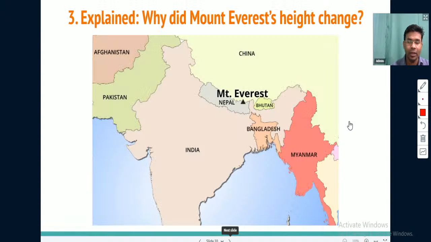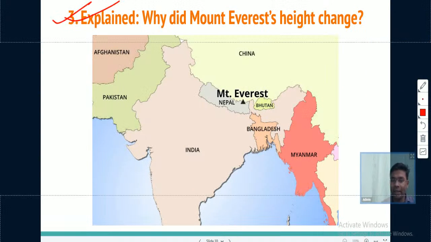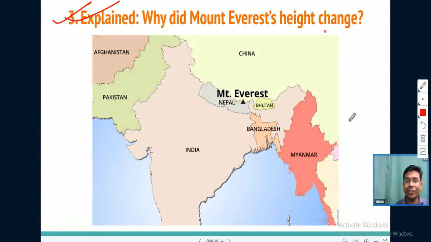Now let us move to the next topic. We will understand why the height of Mount Everest changed. Why did the height of Mount Everest change? We are going to understand. Before that, let us understand where Mount Everest is located.